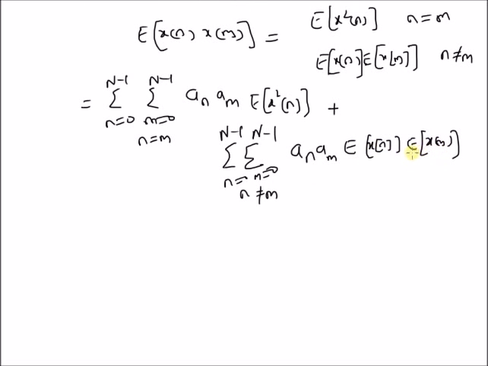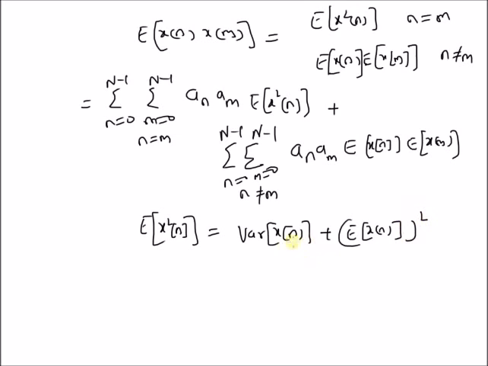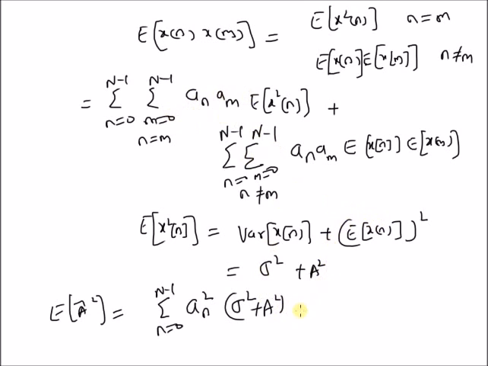We know that expectation of x of n and expectation of x of m are both A, so this is A square. And expectation of x square of n is equal to the variance of x of n plus the square of the mean, since the definition of variance is the second moment minus the square of the mean. That is sigma square plus A square. So by using this definition, we have expectation of A hat square equal to summation n equal to 0 to N minus 1 a n square into sigma square plus A square for the first term, and for the second term we have the double summation for n equal to 0 to N minus 1 and m equal to 0 to N minus 1 a n into a m, with n not equal to m, into A square.